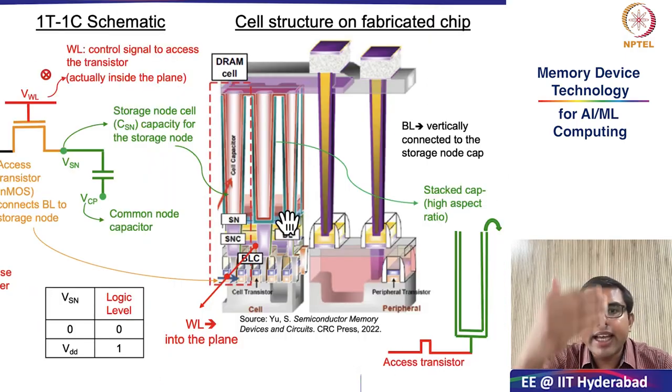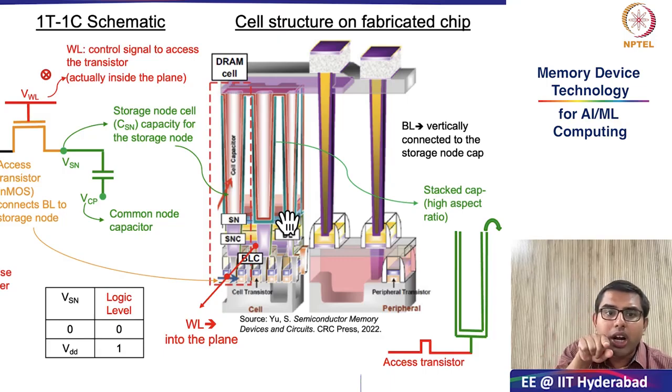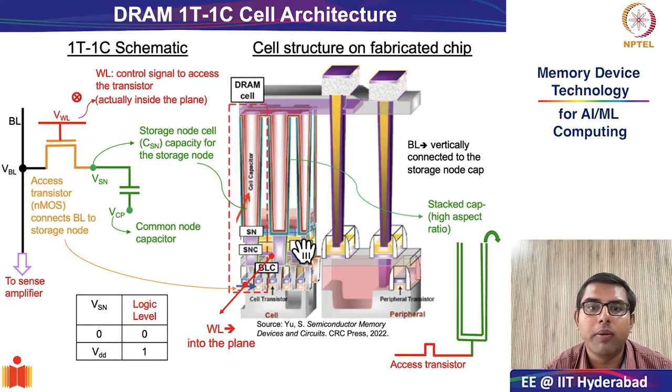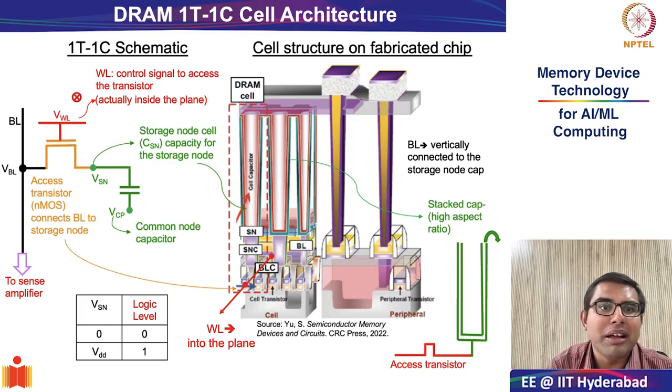So it is basically a three-dimensional image. The word line, a three-dimensional device, the word line goes inside the plane of the paper, and the bit line is connected in the same plane as your access transistor. Fine. So this is what this very complicated structure looks like in the fabricated chip. This is how a simple 1T 1C schematic is translated into a fabricated chip.